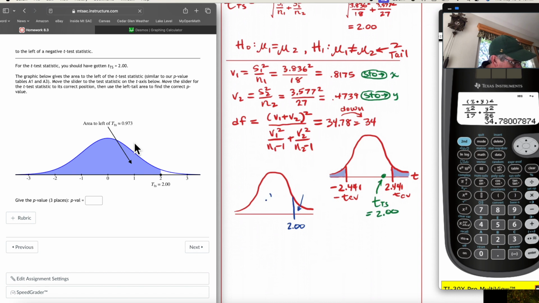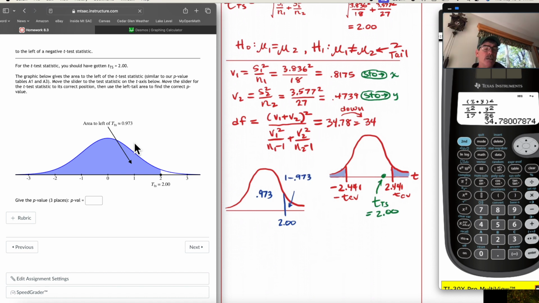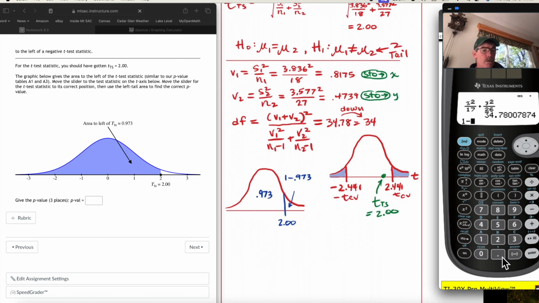I don't want the area to the left. I want the area to the right. So now I'm unfortunately going to have to do the rule of complements. So let me make a little room here. And I'm going to go 1 minus 0.973. And let's do that on the calculator. And so we get 0.027, which is pretty small.